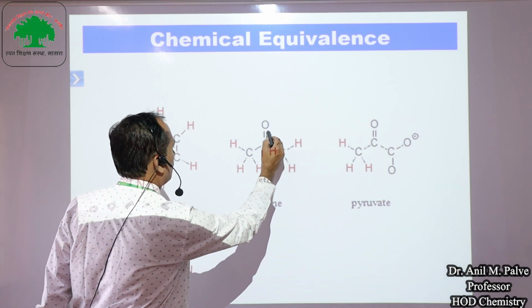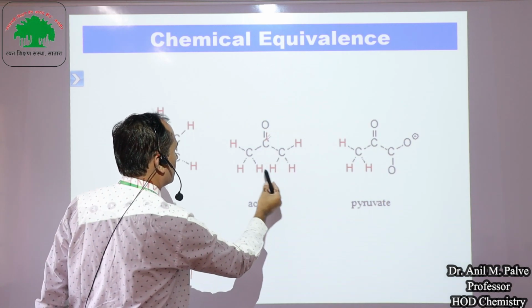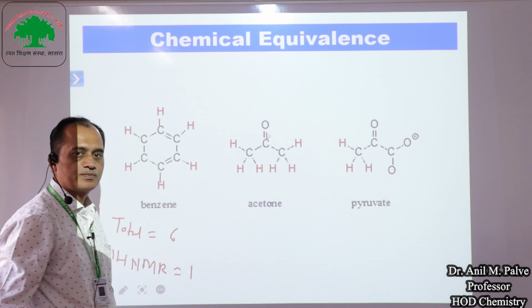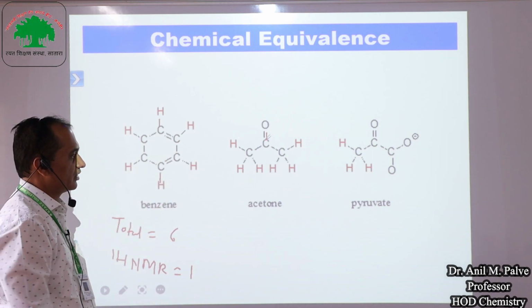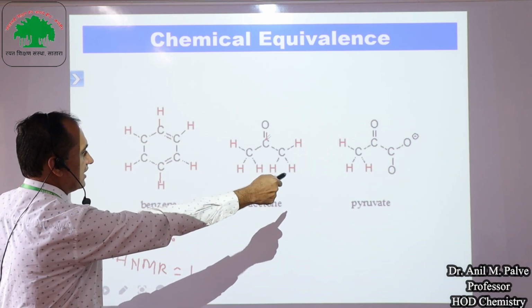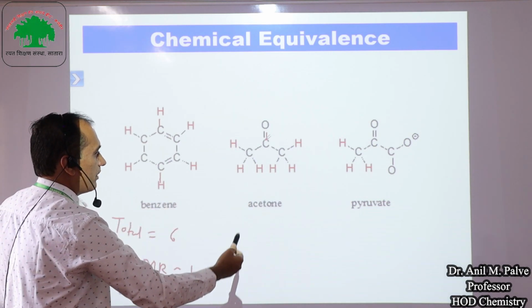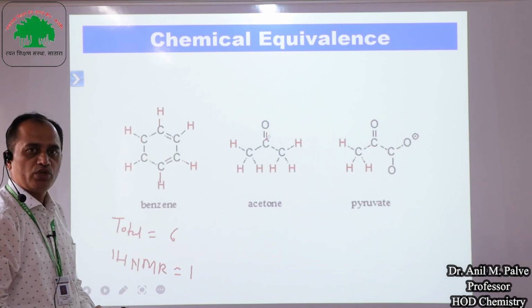Similarly, in the case of acetone, this is the double bond. We have 6 protons, but we get only 1 signal in acetone. Similarly, the third example is pyruvate, and here also we get only 1 signal.